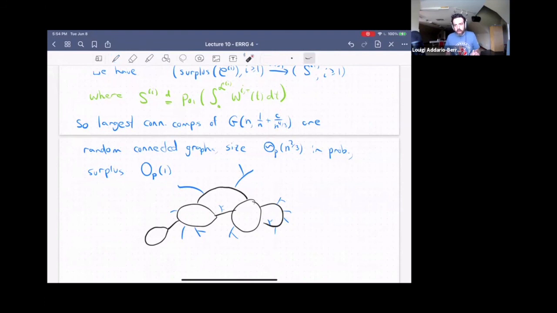When I say random connected graph, I mean uniformly random, conditioned on the vertex set. There's enough symmetry in the problem that if I tell you what the set of vertices of the largest component is, and I tell you how many surplus edges it has, then it's equally likely to be any graph with that vertex set and that surplus.